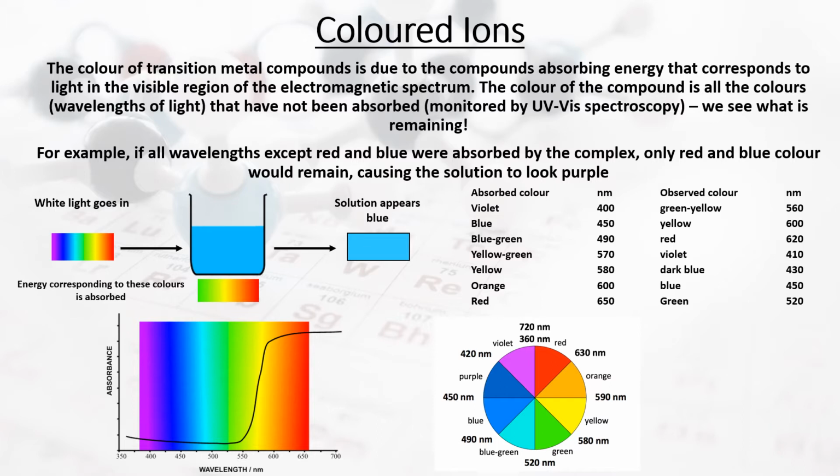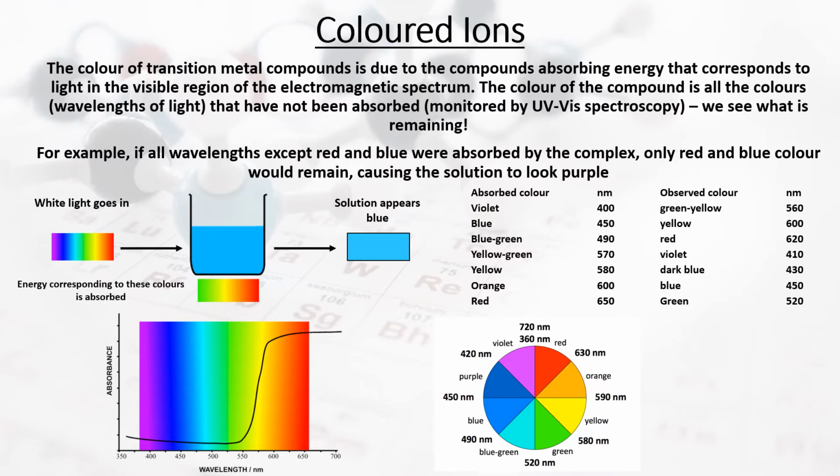Now the colour of transition metal compounds is due to the compounds absorbing energy that corresponds to light in the visible region of the electromagnetic spectrum. And we'll see on the next slide that the reason for this ability to absorb energy in that region comes from having the part-filled d orbitals, that really key property we've seen throughout this set of videos. The key fact is that these transition metal ions have part-filled d orbitals. The other key factor is that it's in the visible region of the electromagnetic spectrum.